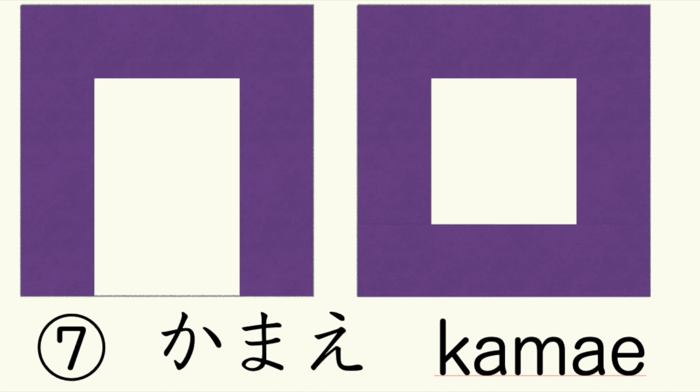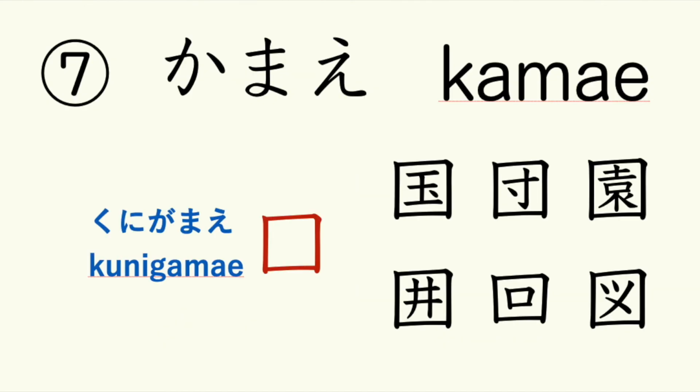The last one, number 7, kamae. It can be the upper part, left part, and right part, or it can be just the surroundings. The example is kunigamae, which means being surrounded. So, for example, there are the kanji for country, park, and surroundings.